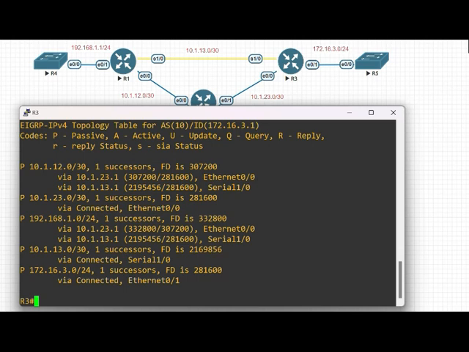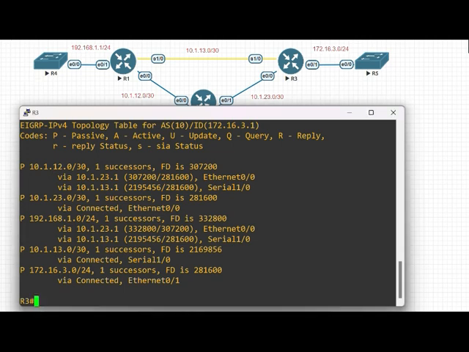Also, we have more than one way to reach 192.168.1, which is basically either from here using the Ethernet or using the serial. Based on the calculation, the feasible distance is 332,800, which is via the Ethernet. The topology table basically shows all the possible paths, and from the two paths, it will select the one with the lowest feasible distance.